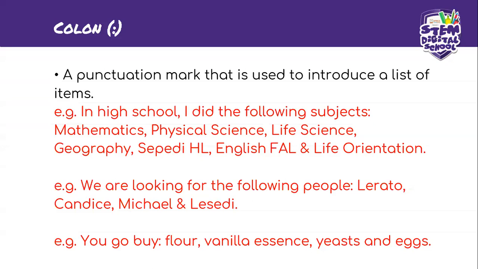You go buy flour, vanilla essence, yeast, and eggs. Yes. So you see from here, we just gave you a list of the things which we are going to need to bake a cake. Okay, let's just say to bake, whether it's a cake, muffins, scones, or whatever that we are going to bake. So you realize that here, we have used the colon to list things. So there is another use of a colon.